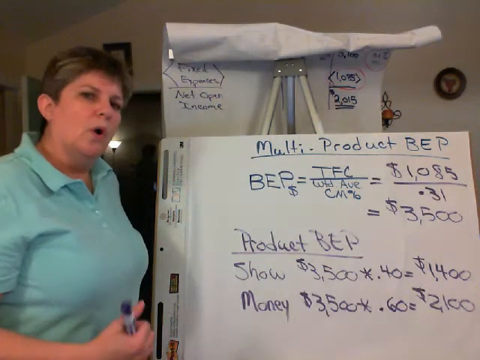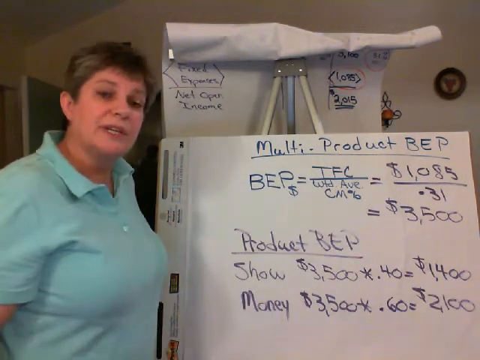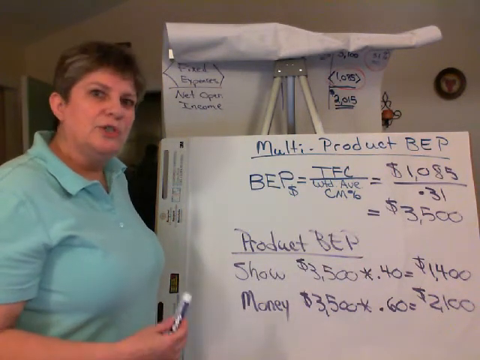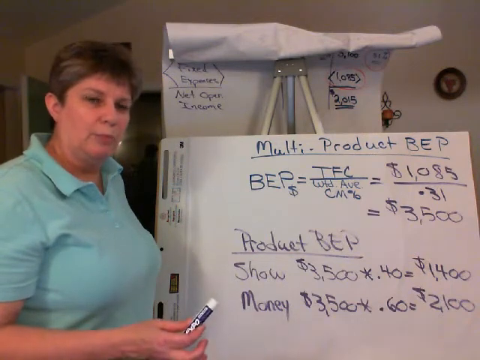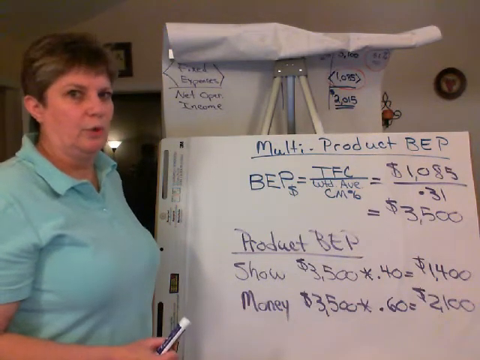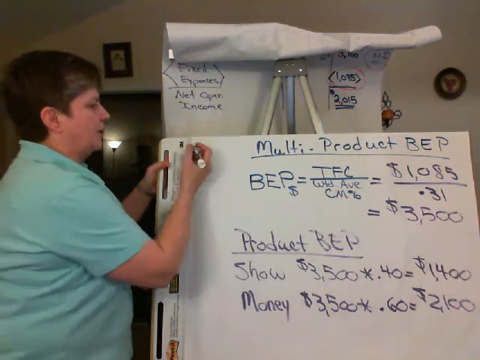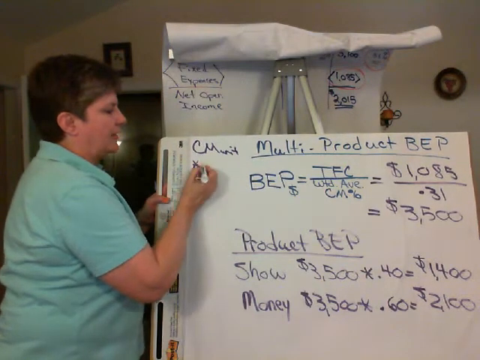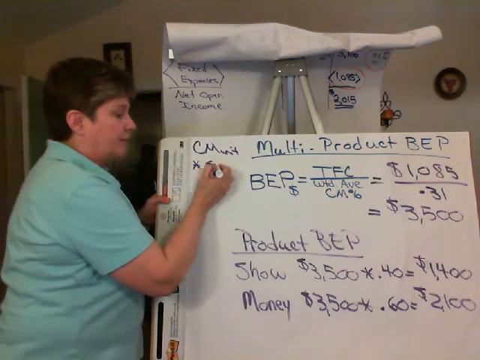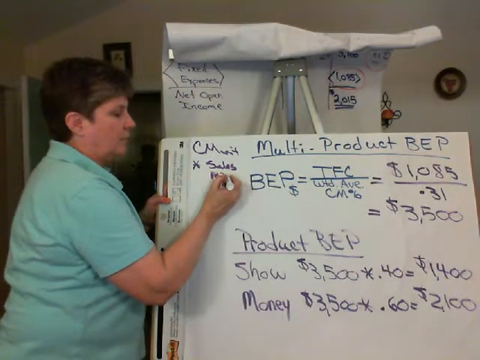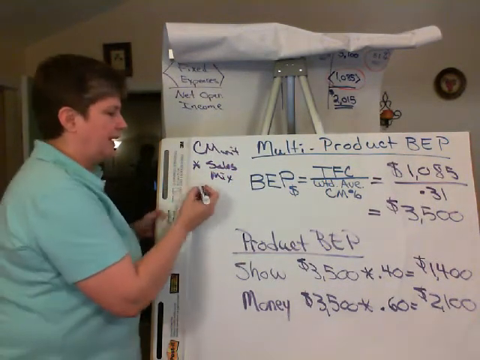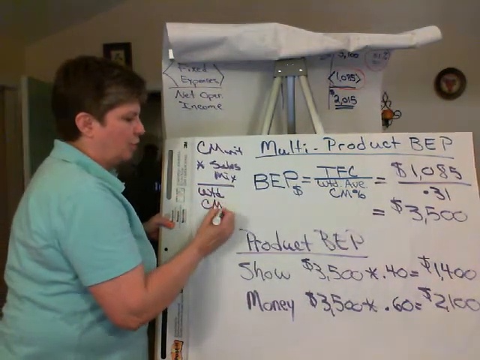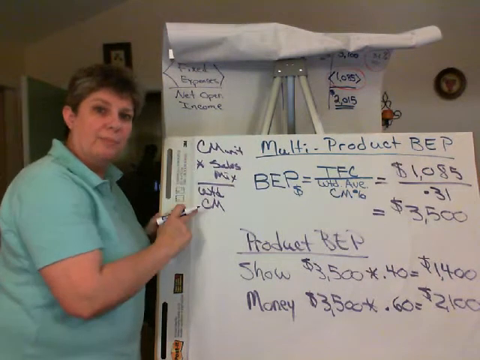Now, you may be asking, well, what if instead of contribution margin percentage, we're given contribution margin per unit? Well, in that case, to convert the per unit contribution margin to a weighted average contribution margin, we would simply multiply. So if you've got contribution margin per unit, you will then multiply that times the sales mix. So for Show it would be 40%, and that would give you the weighted contribution margin, weighted for the proportion of sales represented by each product.